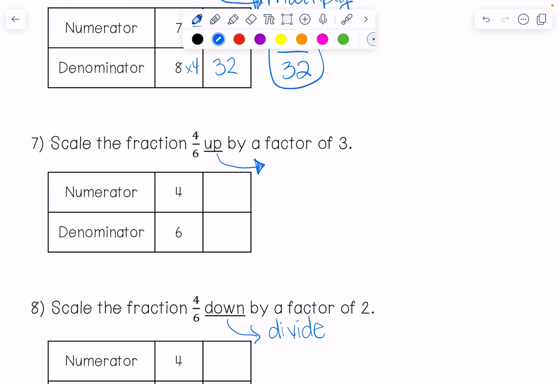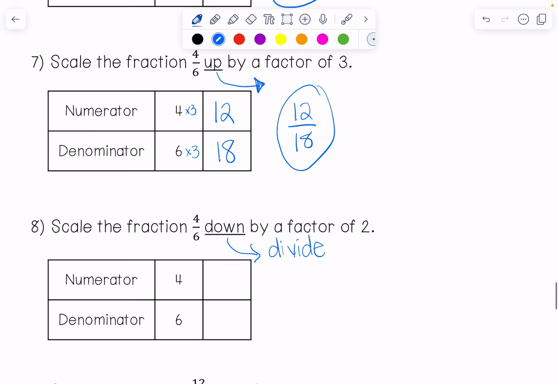If I am starting with the fraction 4/6, then I want to scale it up by a factor of 3. That just means I'm multiplying my numerator and denominator by 3. So 4 times 3 would give me 12. 6 times 3 would be 18. So my equivalent fraction here would be 12/18.